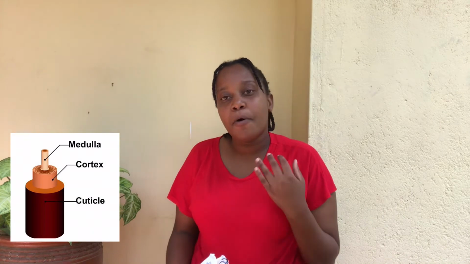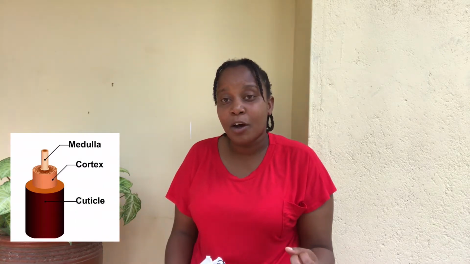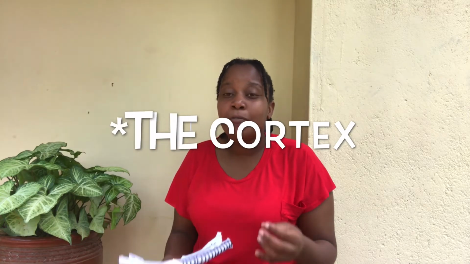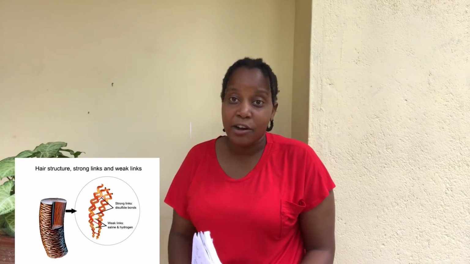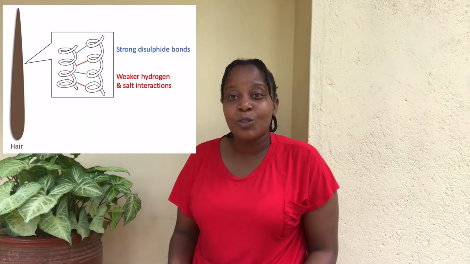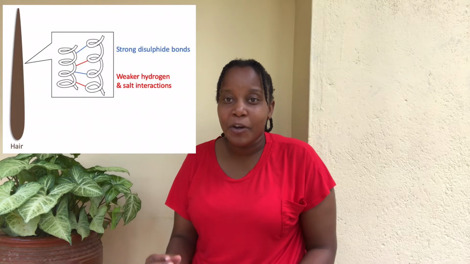Your hair is made up of 3 parts: the inner part, the middle part, and the outer part. The inner part is called the medulla, the middle part is called the cortex, and the outer part is called the cuticle. So the medulla is made up of strong ionic bonds that determine your curl patterns, and these bonds that I'm talking about are the disulfide bonds, salt, and hydrogen. So the stronger the disulfide bonds you have, the more coily or the more kinky your curl pattern is.